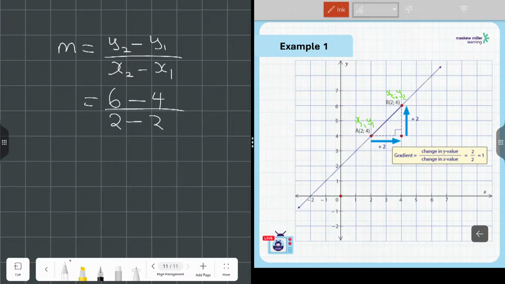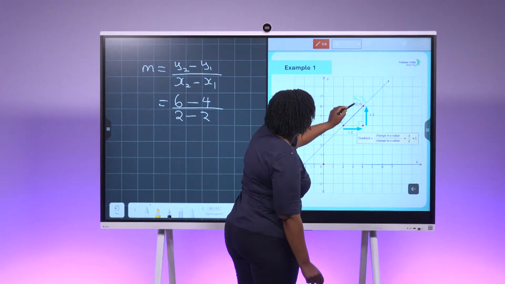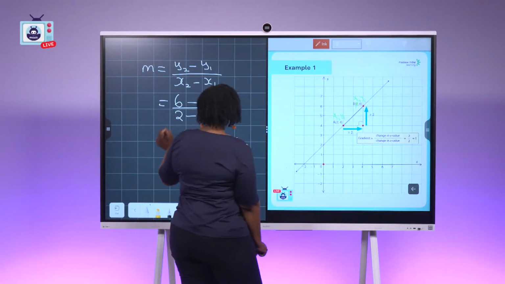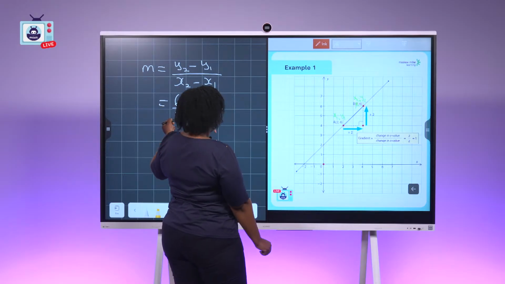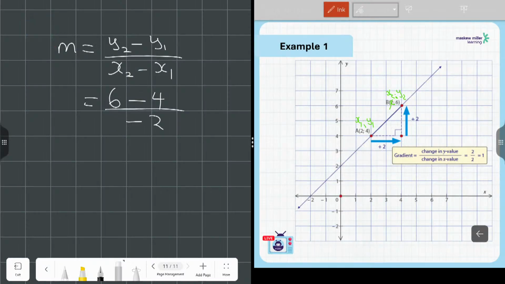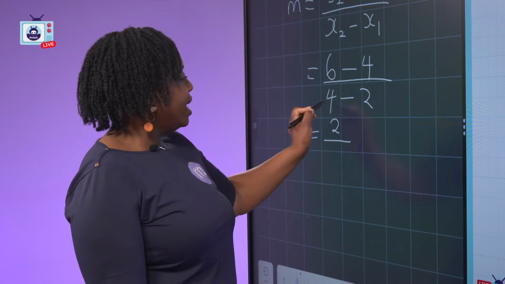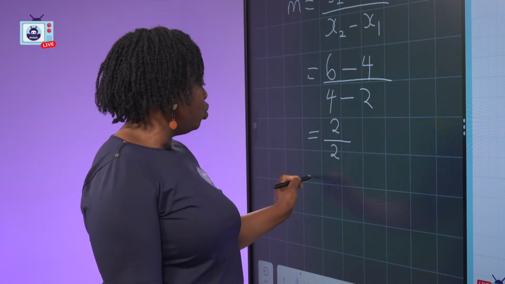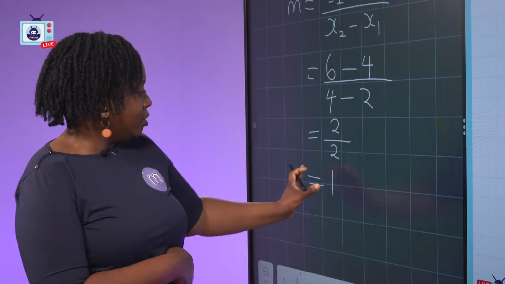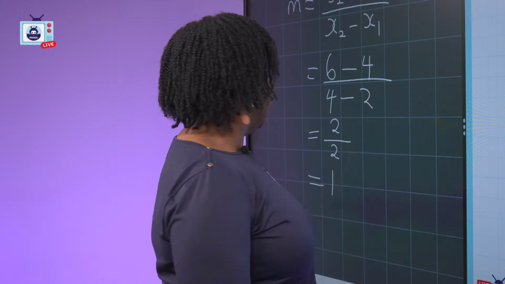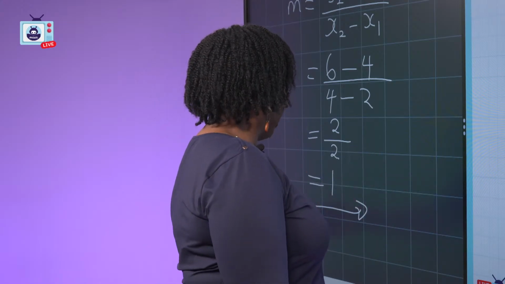That's wrong. Okay, let's see. Our x value is 2 there, and our x value there is 4. Right, so x2 is going to be 4. And that will be 6 minus 4, it's going to give us a 2. And 4 minus 2 is going to give us a 2, which means that our gradient is going to be 1.